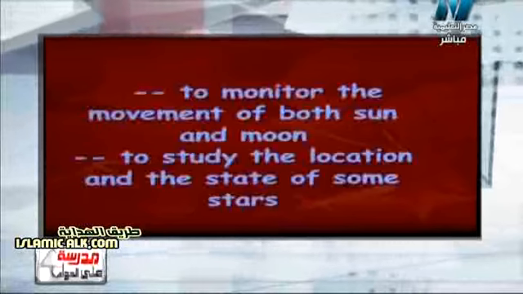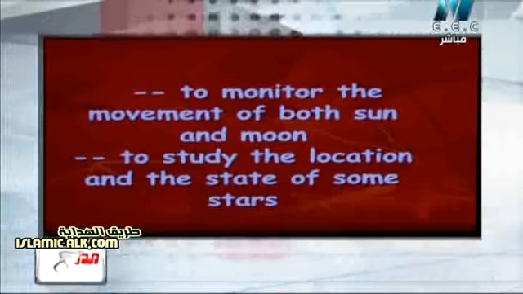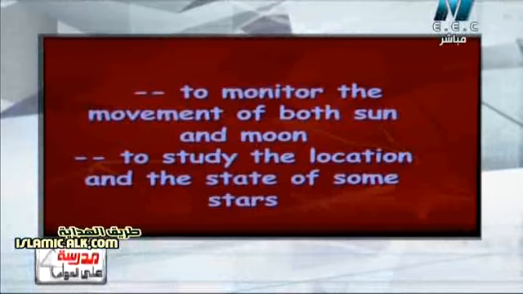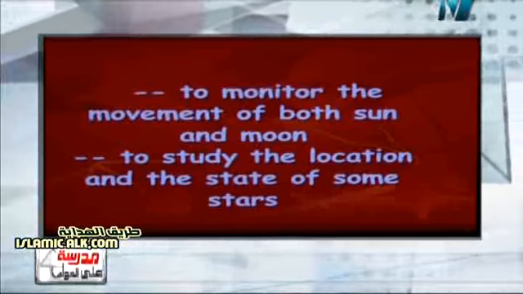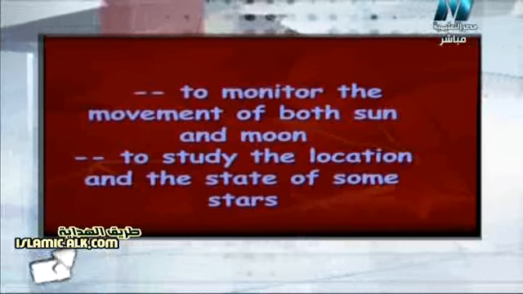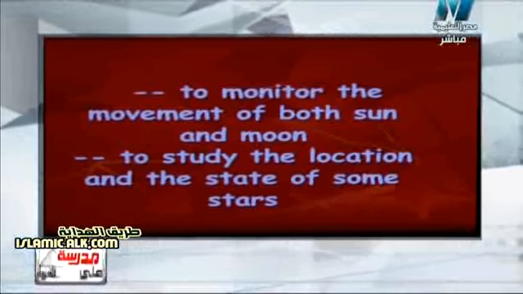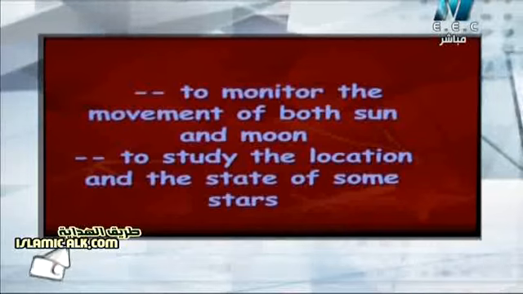Again, they managed to make equipment. العلماء العرب قدروا يعملوا equipment أجهزة such as what? To monitor the movement of both the sun and the moon and to study the location and the state of some stars. And also the invention of the telescope.